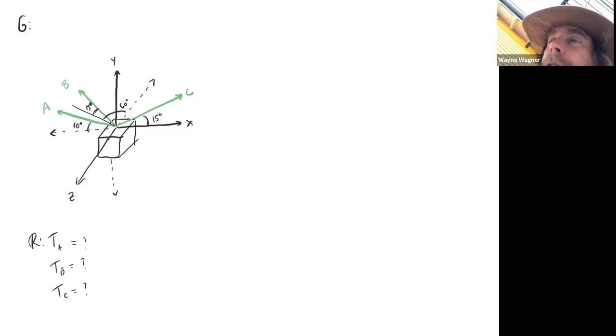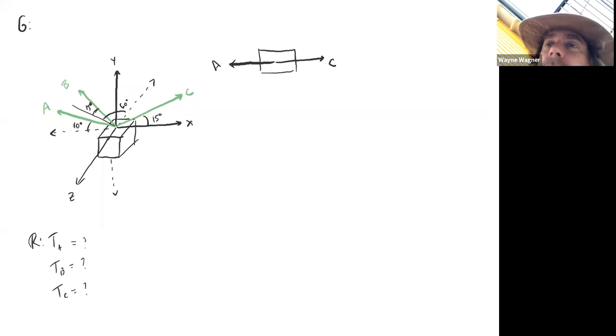So here's what I want you to do. I'm going to draw this exact same picture, but I'm going to draw it from straight above. So if you're looking straight down the y-axis, from straight above, it looks like this. And you've got A going off this way, and you've got C going off this way, and then B going off this way.